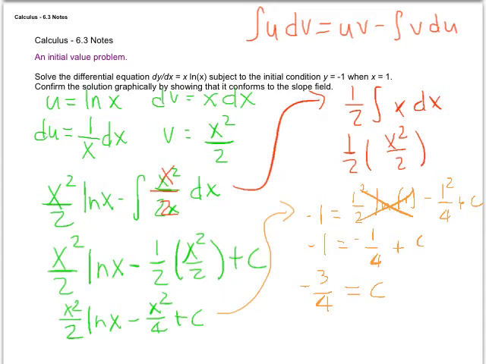Well, my final solution, final equation is x squared over 2 natural log x minus x squared over 4 minus 3/4, and all of that is what y is equal to. So there's your initial value problem. Hang in there. Working these things can be tricky. If you just work this problem again on your own without watching the video, see if you can get the same answer.